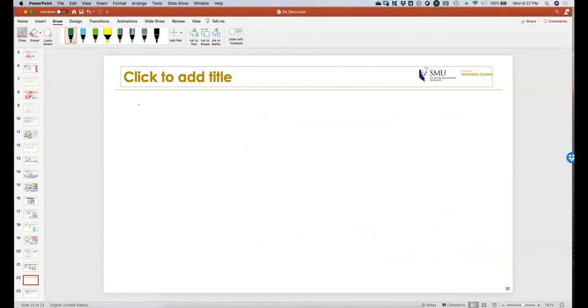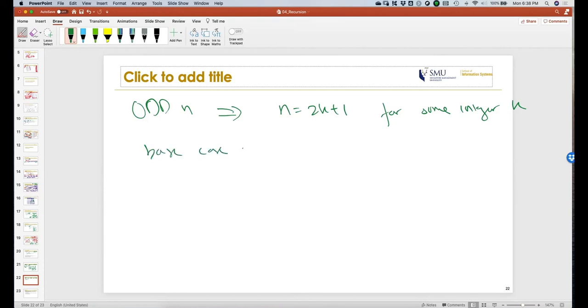So case number 2, we have the odd n. This particular case means that n is equal to 2k plus 1, right? That's the definition of the odd number. So you got 2k plus 1 for some integer k. Now the base case is exactly the same. So n equals 0, we get x to the power of 0 equals 1. So correct, right? Now the inductive case.